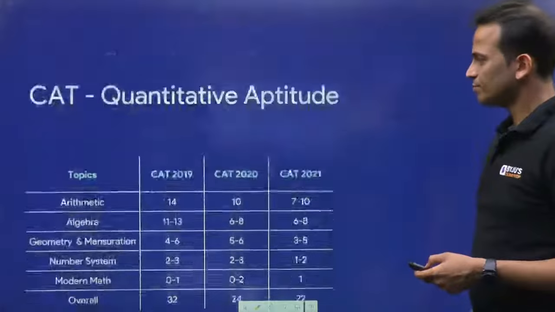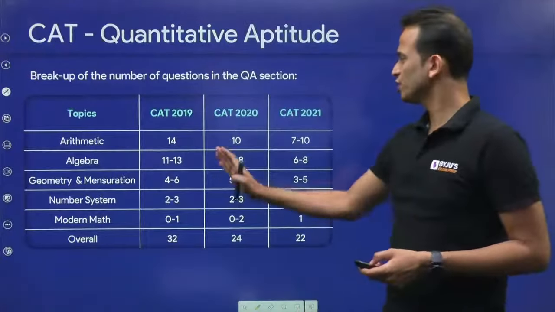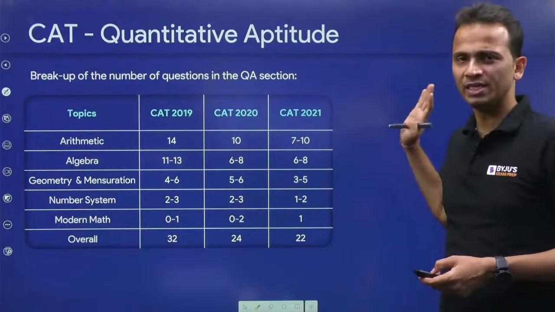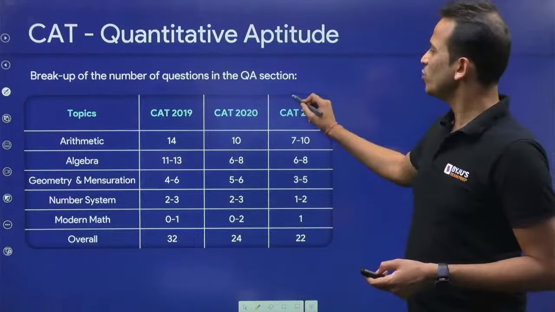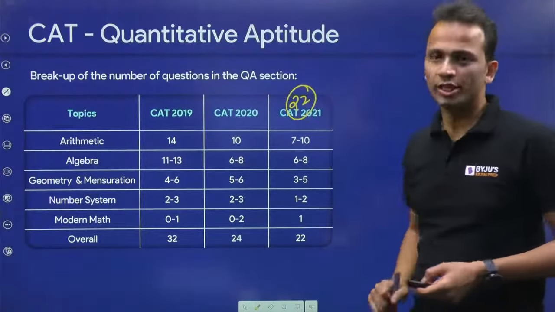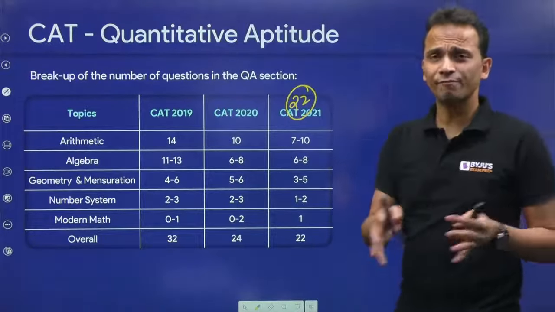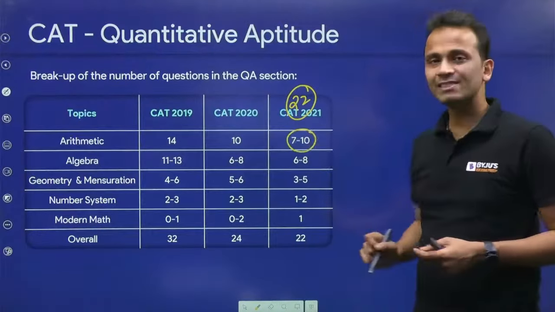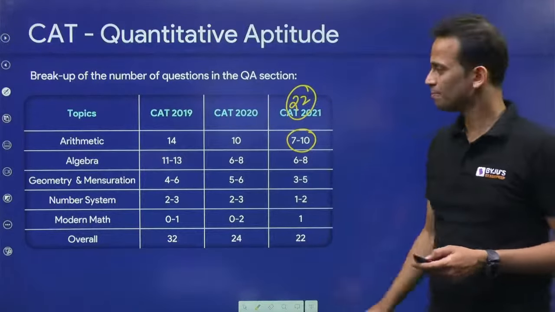Now, talking about the breakup of the number of questions in the previous years, I'll be giving you the data for CAT 2022 separately. But in the last 3 years, in CAT 21, when there were 22 questions in total, out of these 22 questions, since the CAT happened in different slots, from arithmetic, we have seen 7 to 10 questions coming in this year.